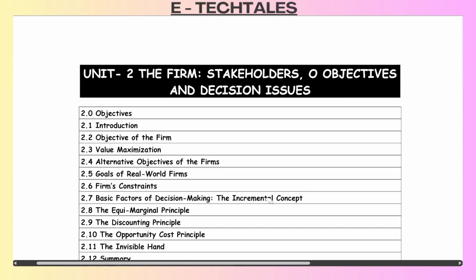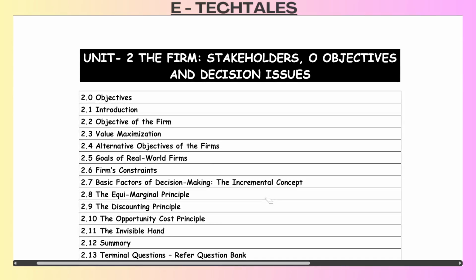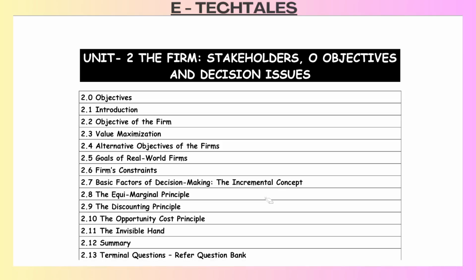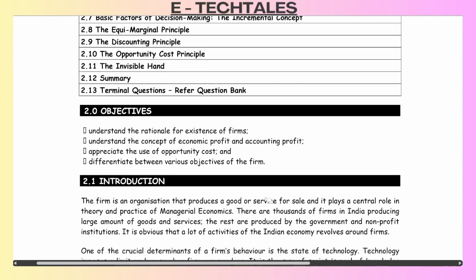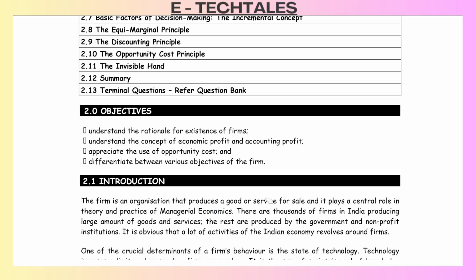So here we will talk about the firm, the stakeholders, and the decision making strategies. For the intro, the objectives of Unit 2 are focusing on the existence of the firm. Then we will understand the concept of economic profit and accounting profit. There is a difference between both. We will do it later. We will appreciate the use of opportunity cost. Now, what is opportunity cost?